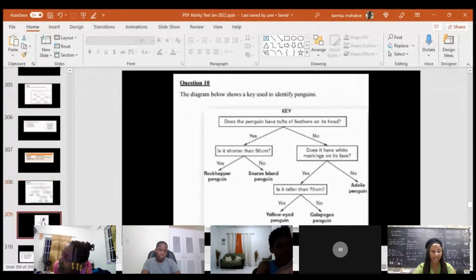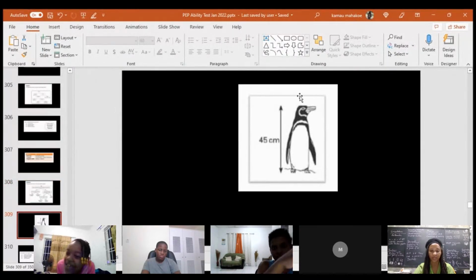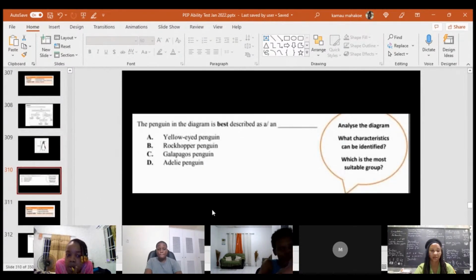All right, so that's a similar item to the one before. And this is the penguin that is in question, 45 centimeters tall. It has white markings. So let us see. Jer, yes, miss. Can you read that question, please? The penguin in the diagram is best described as a slash an.